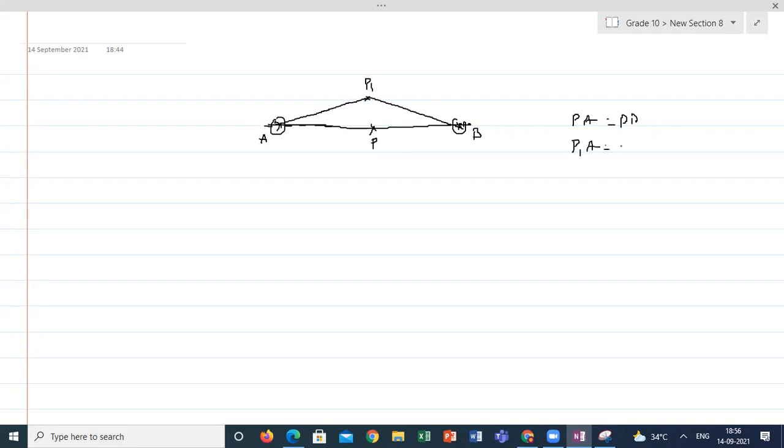Midpoint is one particular condition of equidistance. Suppose this is A, this is B. If I am taking these points, midpoint is P, which is equidistant. I can say PA is equal to PB. I can write one more point, P1. Even P1A is also equal to P1B. I can take one more point. On the perpendicular bisector, these are all the points which are equidistant from A and B, correct? Out of all these points, there will be one point which is lying on the x-axis. He's asking that point.